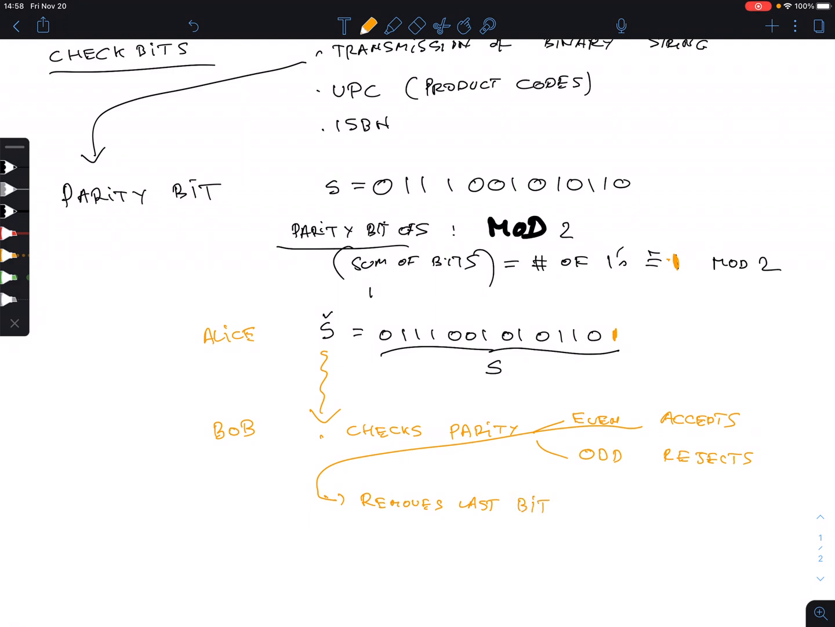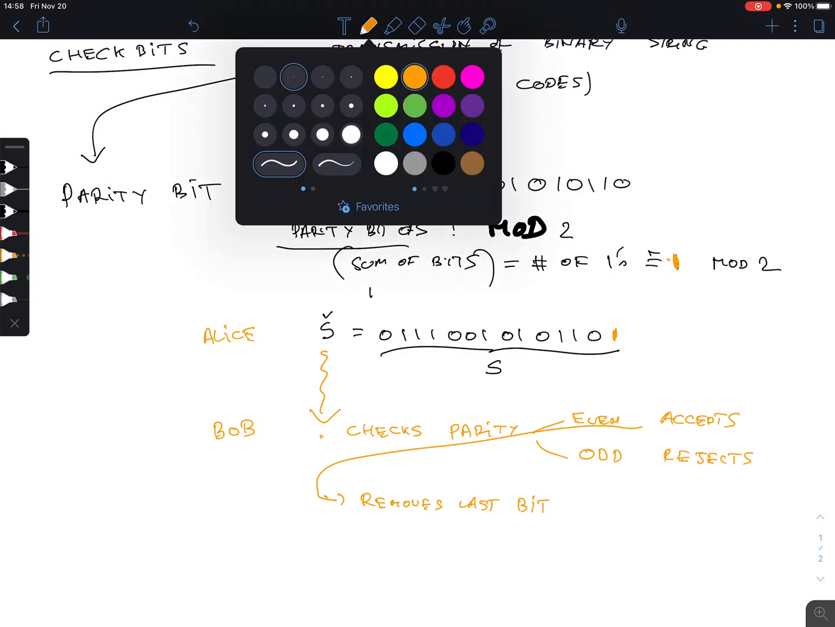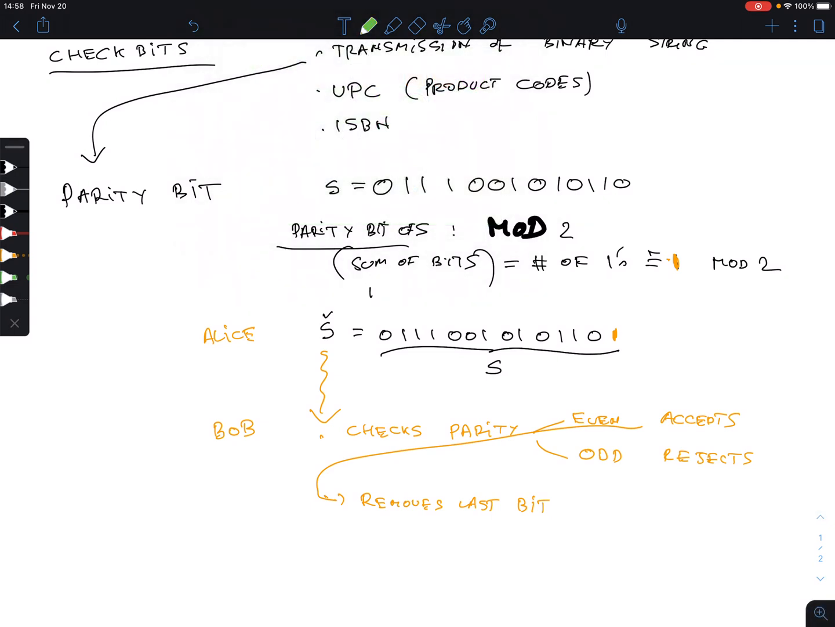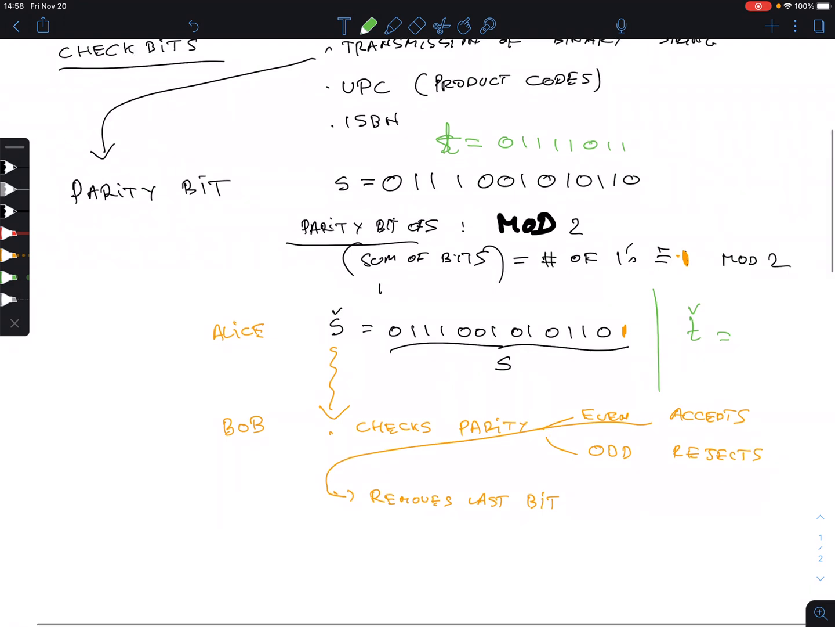Okay? So, let's give another example. Let's do a second example. Perhaps I'll do it in green. Suppose S was 0, 1, 1, 1, 1, 0, 1, 1. Let's call it T. This is the other string. What is T's check? 1, 1, 1, 1, 1, 1. So 6, an even number of ones. So the parity bit is 0. So you say, oh, we don't put it. No, you have to put it. So 0, 1, 1, 1, 1, 0, 1, 1, 0.